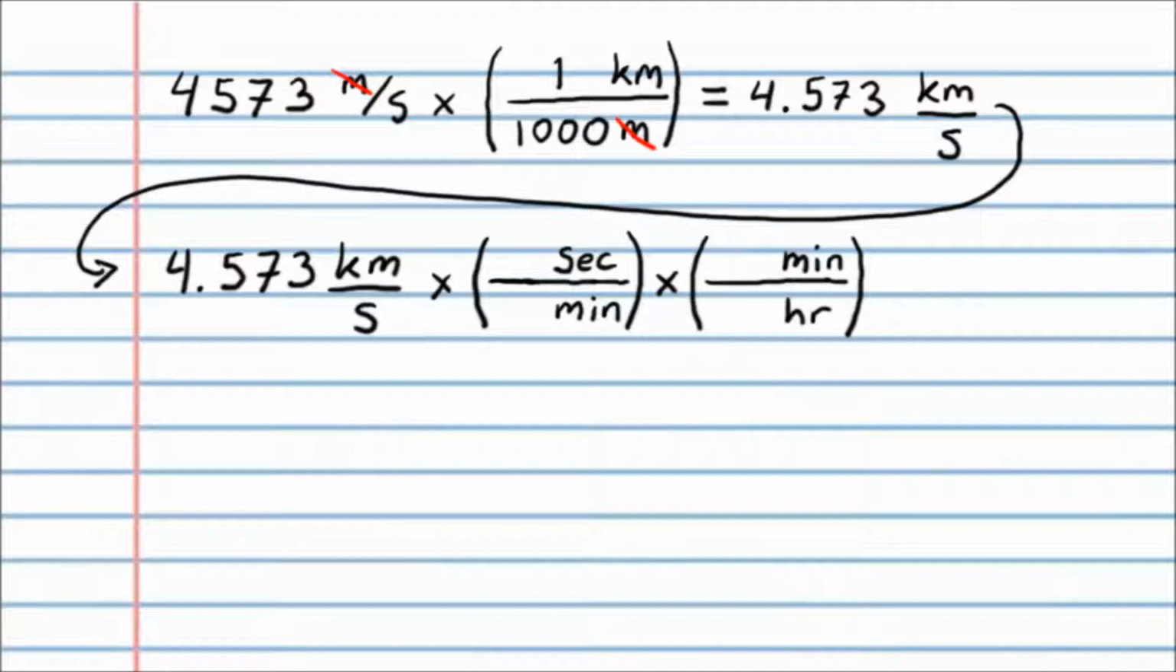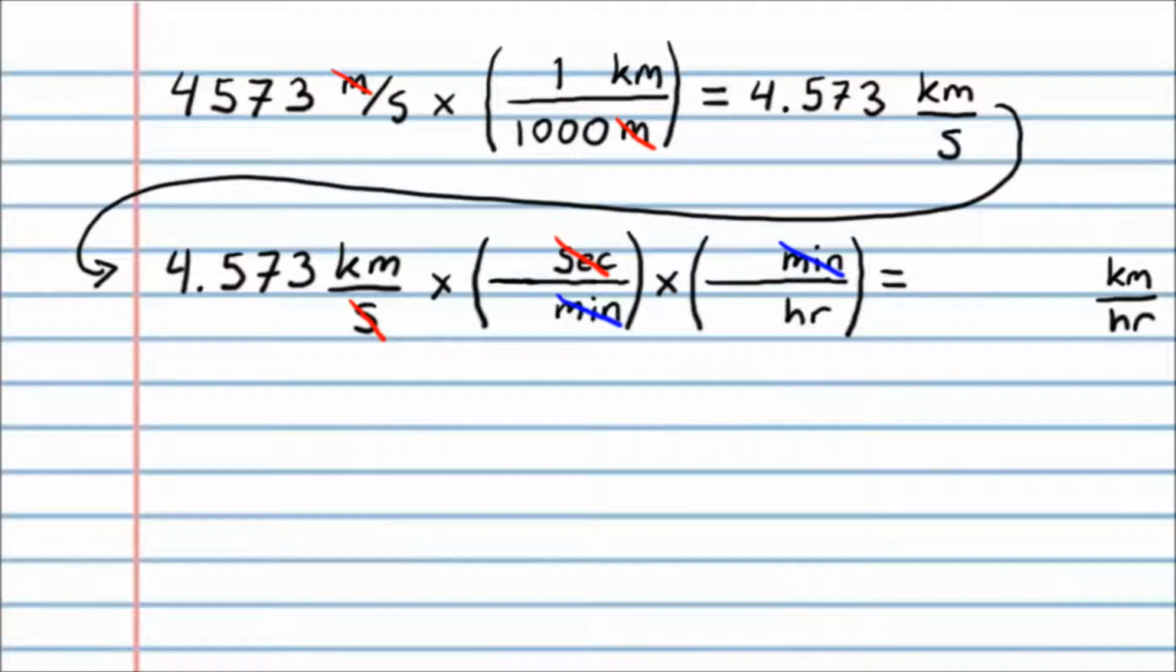Likewise, we're going to need to cancel out the minutes also. The minutes appear on the bottom of the first conversion factor. That means we want to put them on the top of the next conversion factor. Then they'll cancel out. So again, the seconds in the bottom of the original expression cancel out with the seconds in the top of the first conversion factor, and the minutes in the bottom of the first conversion factor cancel out with the minutes in the top of the second conversion factor. And then all you should be left with is kilometers per hour, which is what we want.